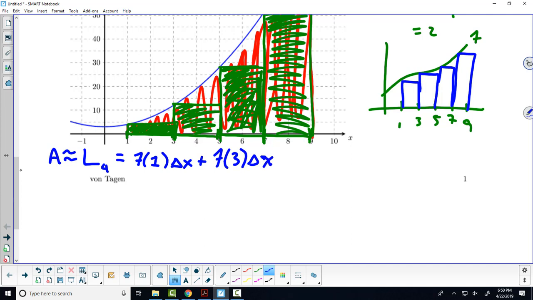Notice I can get all of this information from this inaccurate picture on the far right here. Plus f of what? 5 delta x, plus f of 7 delta x. Folks, it breaks my heart if you then write f of 9 delta x.